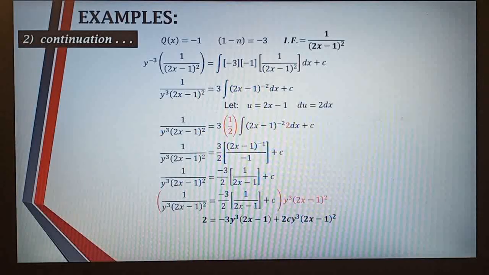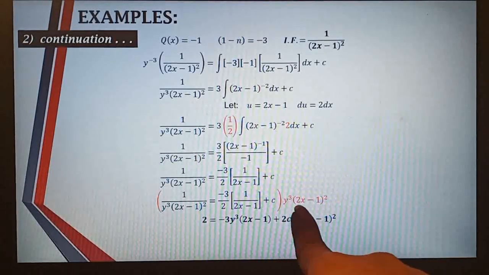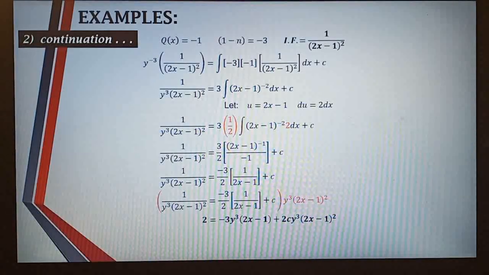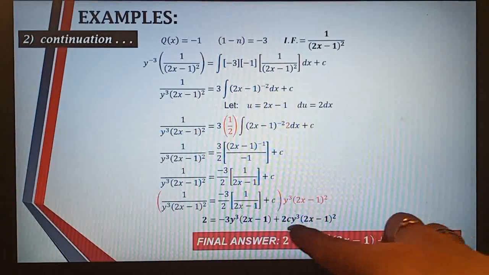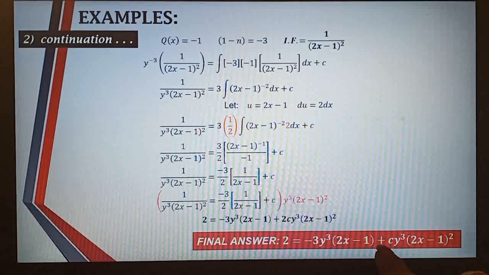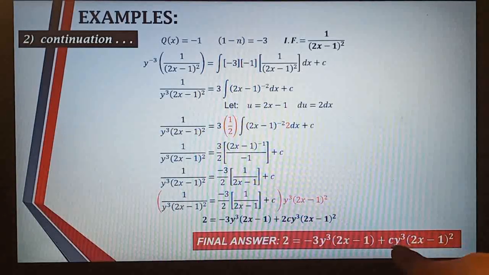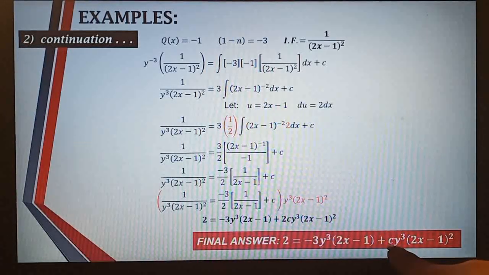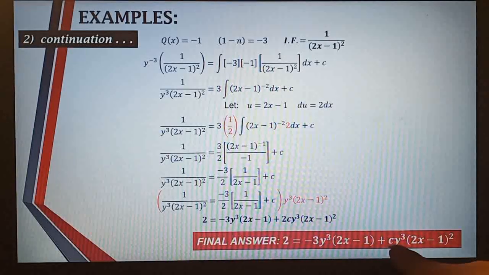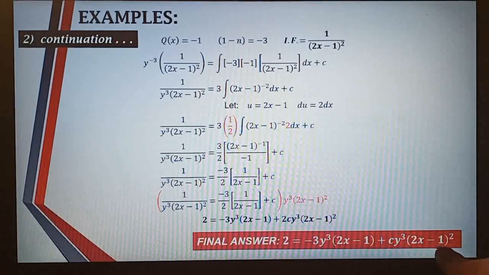Sorry for that. Ulitin po natin. Our multiplier here is 2y cubed multiplied to 2x minus 1 squared. So for the final answer of this equation, you will now have 2 equated to negative 3y cubed of 2x minus 1 plus, you will notice that nawala si 2 since that is constant multiplied to arbitrary constant, so that can be simplified into c. Pero hindi mawawala yung iba niyang kasama since that is variable. So bawal mawala yung variable. Ang pwede lang mawala na multiply natin kay arbitrary constant is just another constant. So in that case, you will have cy cubed of 2x minus 1 squared.